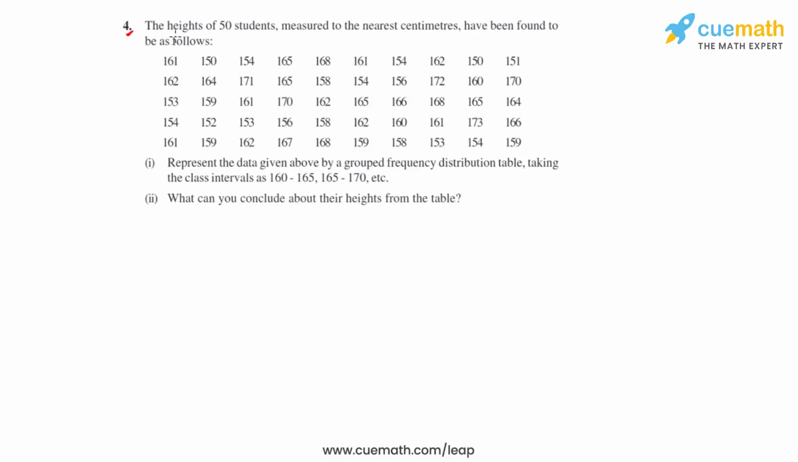Question number 4 says that the heights of 50 students, measured to the nearest centimeters, have been found to be as follows. So this is the given data to us about the heights of 50 students. We have to represent the data given above by a grouped frequency distribution table, taking the class intervals as 160 to 165, 165 to 170, and so on. And then it says, what can you conclude about their heights from the table?